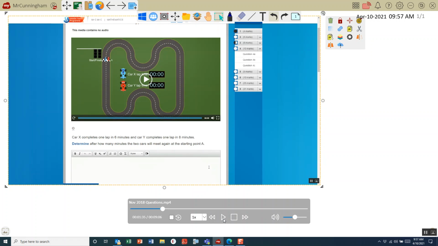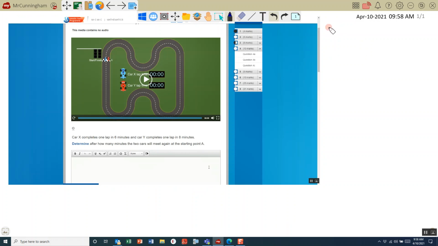So car X completes one lap in 6 minutes, car Y completes one lap in 8 minutes. Determine after how many minutes the two cars will meet at point A. So in order to do this, let's think of this in terms of after the first lap. We've got car X and car Y. So car X is the blue one. Car X completes it in 6 minutes. Car Y completes it in 8 minutes. So that's after the first lap.